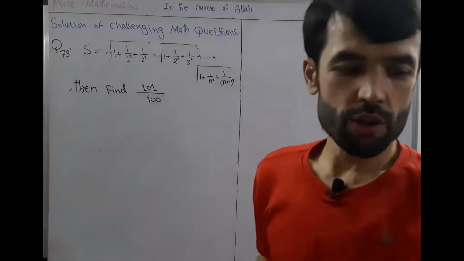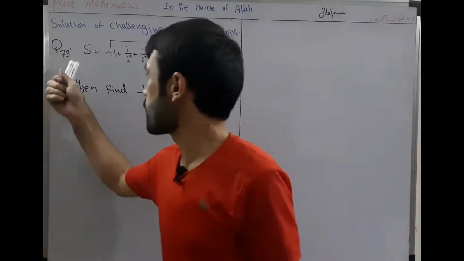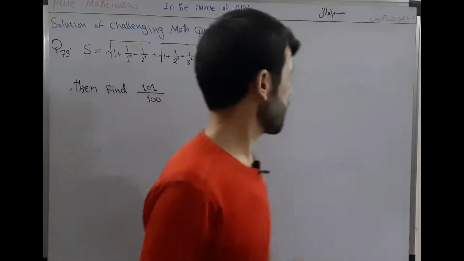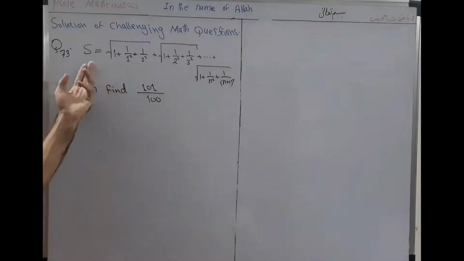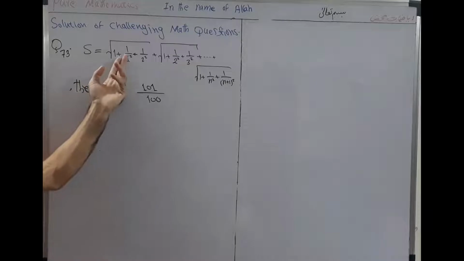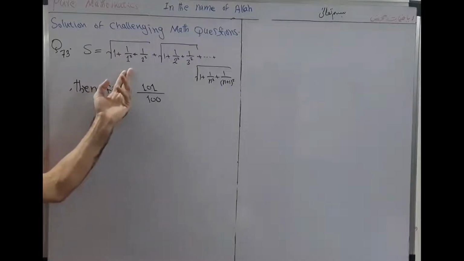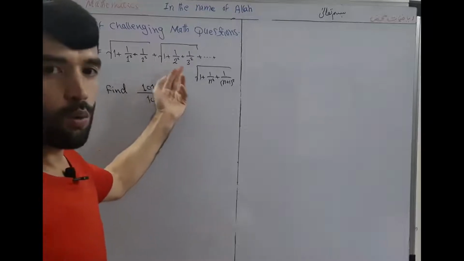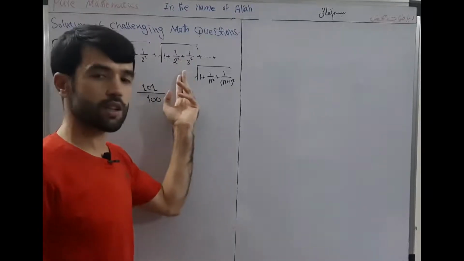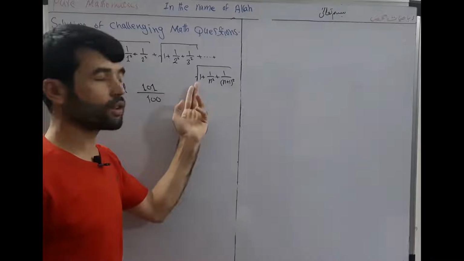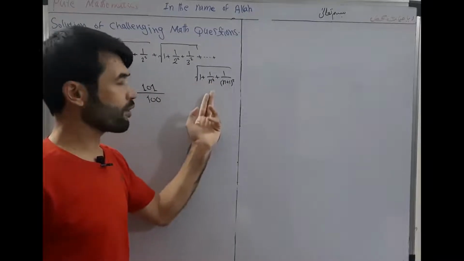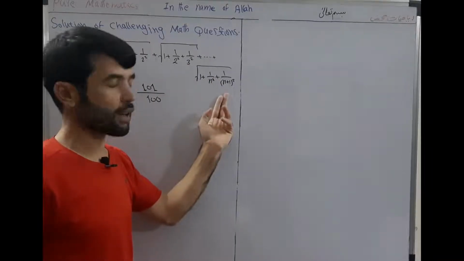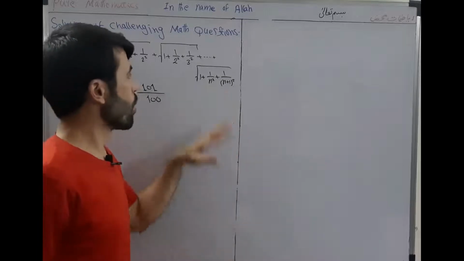It is solution of challenging math question class, question 73. Here we have a question. S is equal to square root of 1 plus 1 over 1 square plus 1 over 2 square, plus square root of 1 plus 1 over 2 square plus 1 over 3 square, plus and so on, square root of 1 plus 1 over n square plus 1 over n plus 1 whole square.